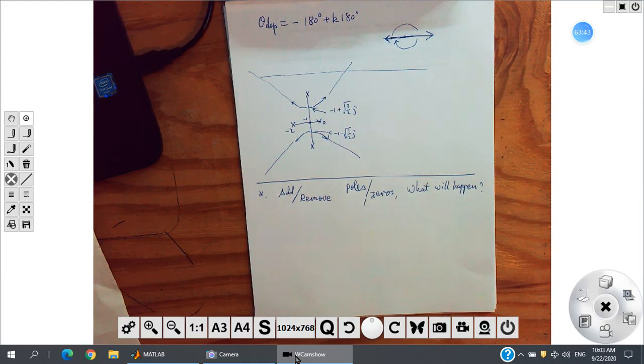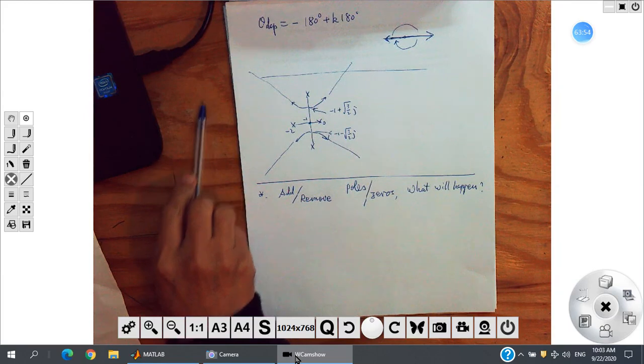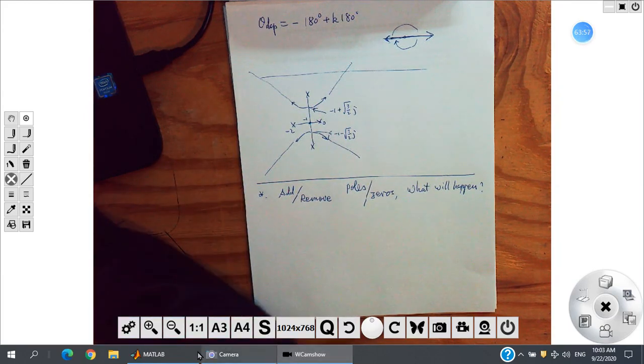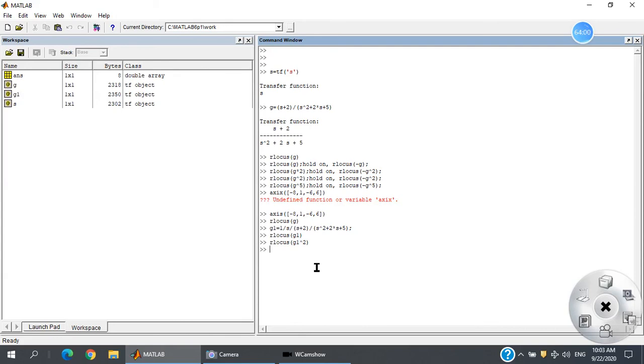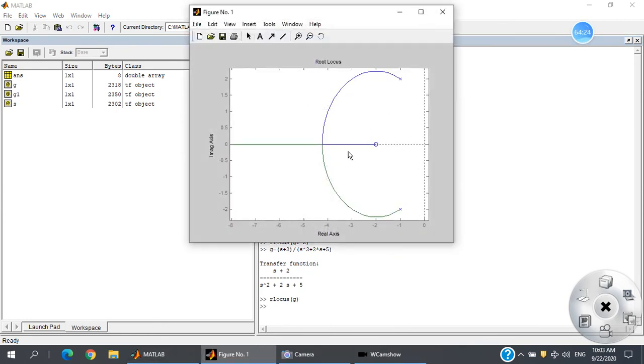When you add a pole, you will have one more root locus, right? One more curve starting from that pole. And if you remove one, you will also remove one locus. Now we can look at the graph. I have G, the symbol G. In this one we have 2 poles and 1 zero.